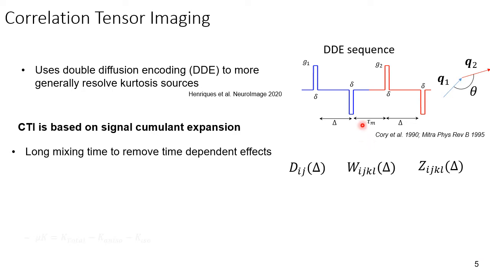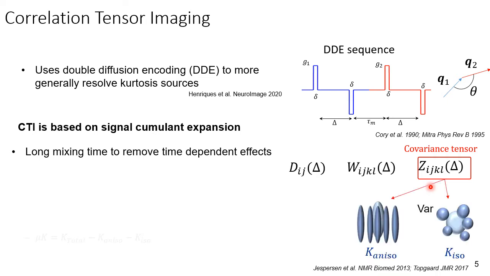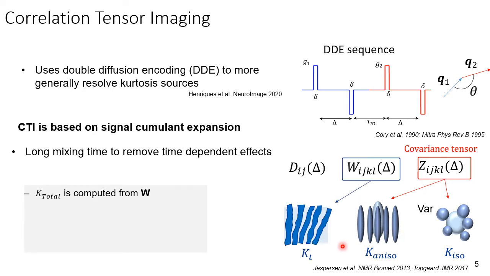In practice, we observe that the long mixing time regime is met when this time is as long as the big delta. So after removing the time-dependent effects, we can now focus on the three tensors: the diffusion, kurtosis, and Z tensor. And at the long mixing time, we also showed that this converges to the covariance tensor. As I explained in my previous talks, the covariance tensor can be used to extract sources of kurtosis variance, so basically extracting K aniso and K iso.